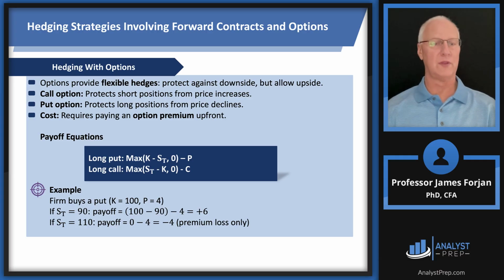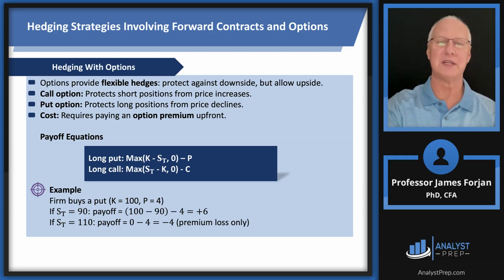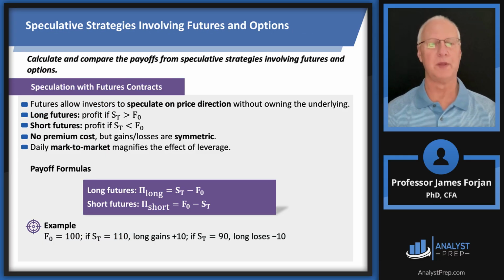Premium loss only. So in that second example, there's the right but not the obligation. So if the stock price falls, we exercise the option and we sell the stock for $100 when we could have sold it for 90, right? But if the stock price goes up, we just do nothing. We allow the option to expire and we lose the premium only. So that's the nature of it: hey, you can have lots of gains, but you can have just minimal losses.